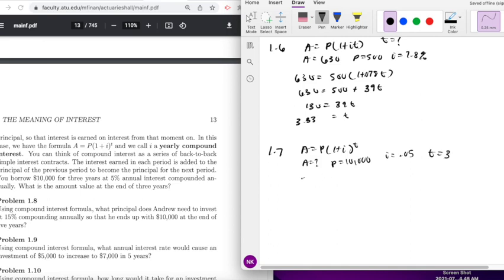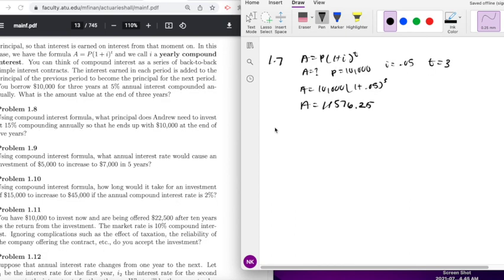So we just plug and chug. A equals 10,000 (1 + 0.05)^3. Putting this into the calculator, you get A is equal to 11,576.25.